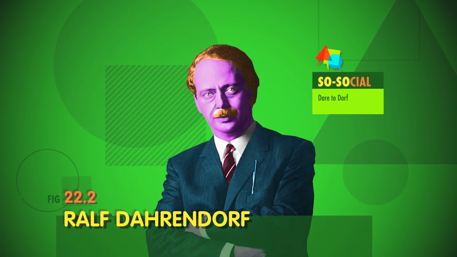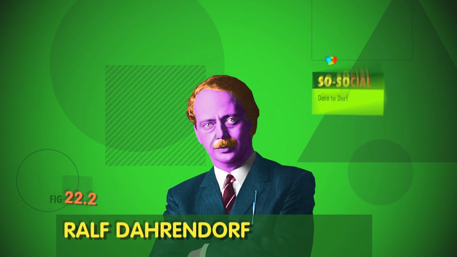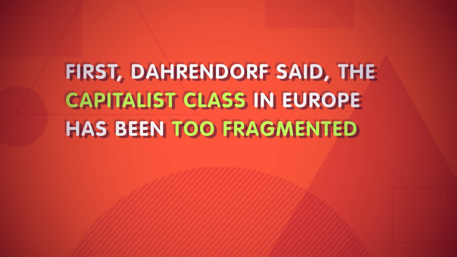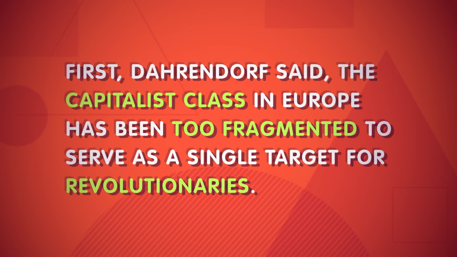Well, German sociologist Ralph Dahrendorf argued that Marx wasn't wrong about conflict per se, but he saw that the conflict that Marx observed had changed in several ways that prevented the revolution from happening. First, Dahrendorf said, the capitalist class in Europe has been too fragmented to serve as a single target for revolutionaries. Rather than having just a few capitalists against an ever-increasing proletariat, we actually have more capitalists of different kinds, business owners and executives and people who own stocks. More and more people are invested in capitalism as an economic system. And a fragmented capitalist class makes it difficult for workers to focus their revolutionary energies on any one group.